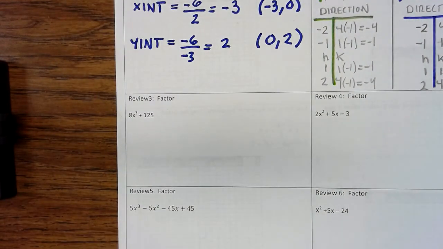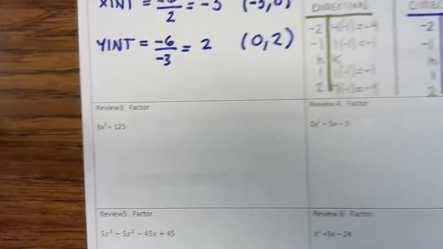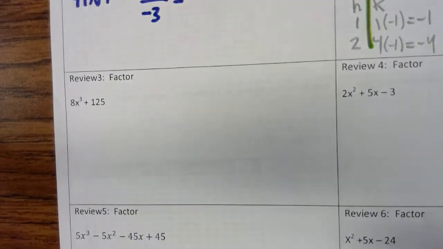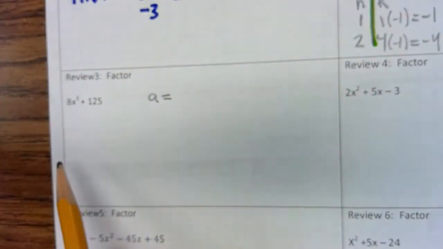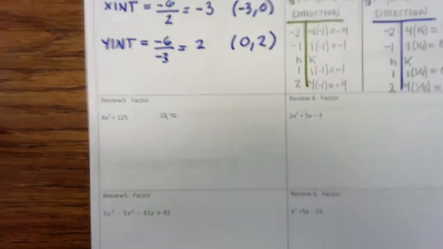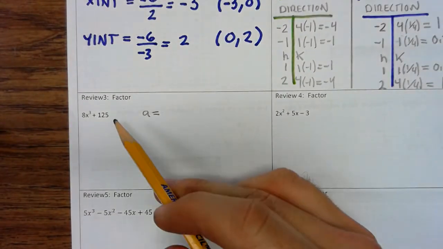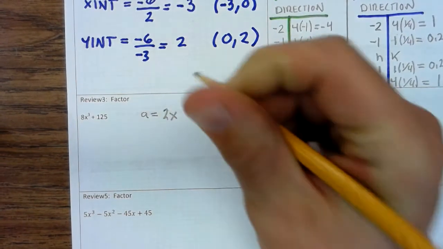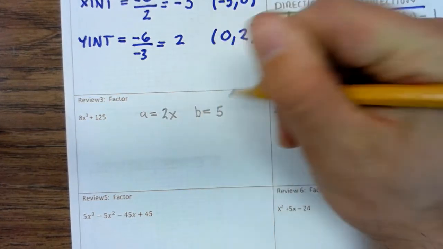All right, so it looks like in review 3, we're going to factor by the sum of cubes. Okay, so when we do that, we think to ourselves, I think I zoomed in way too much, sorry about that. There we go. All right, A is 2x because 2 cubed is 8 and x cubed is x cubed. And then B is 5 because 5 cubed is 125.